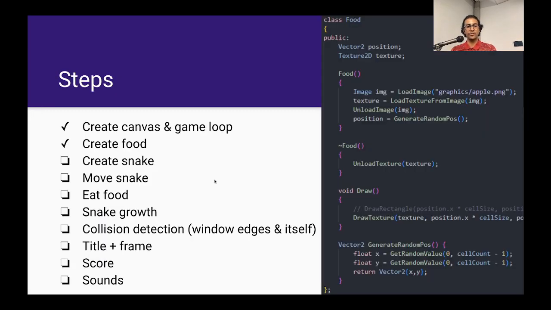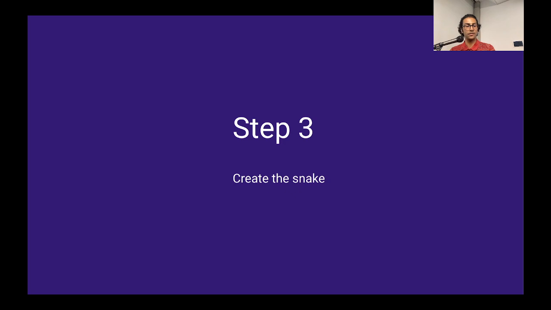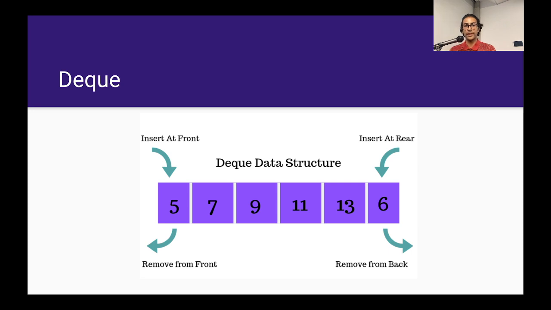And now our next logical step is to create the snake. So we're going to have our snake drawn on the game canvas. And interestingly enough, if any of you have taken CMPT 225, you will recognize this data structure. So this is something we use in CMPT 225. It's called the deck. Essentially what it is, it's an upgraded queue.